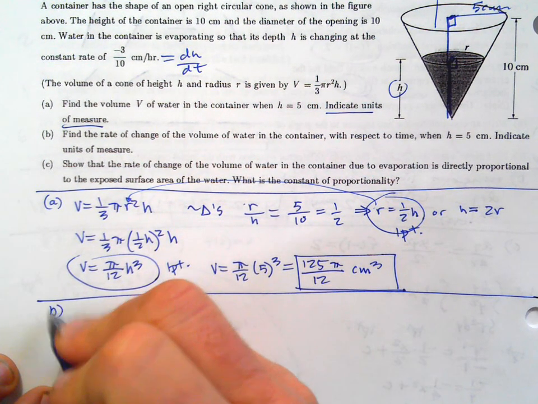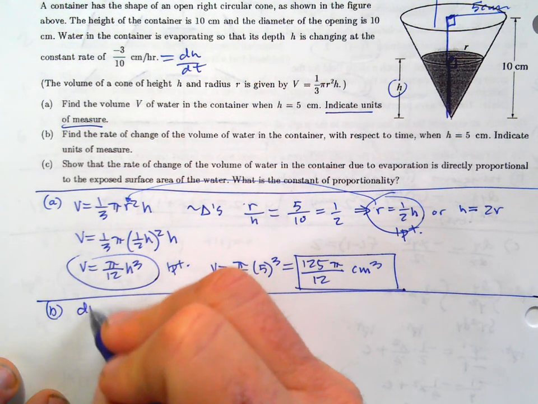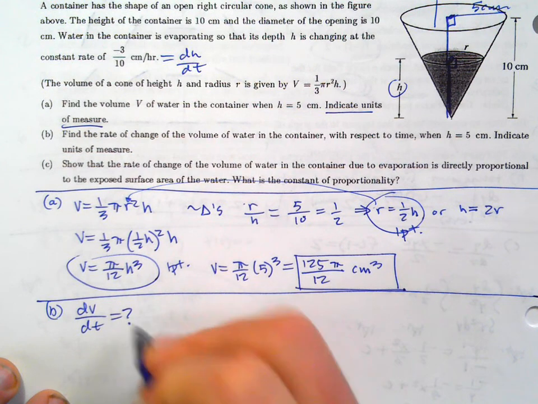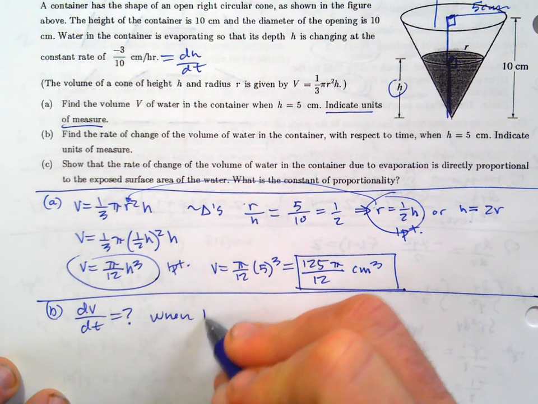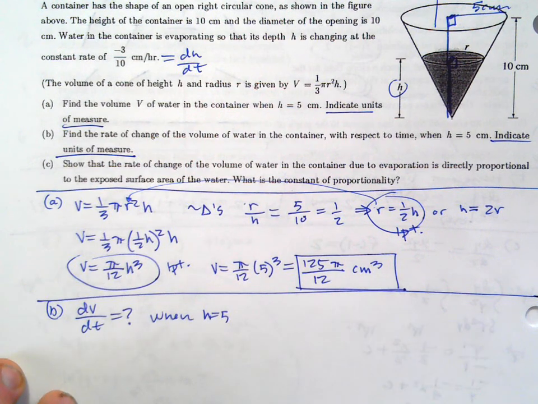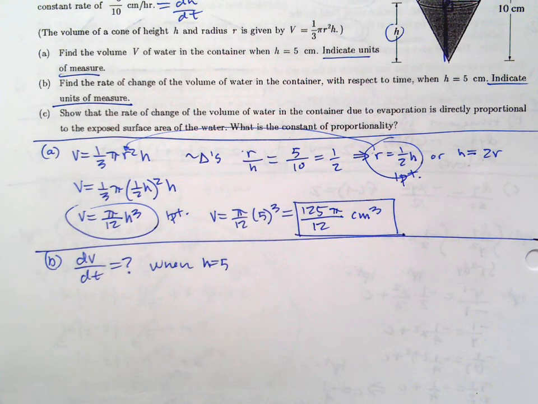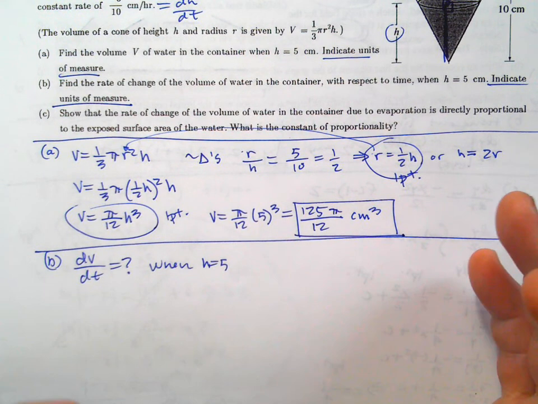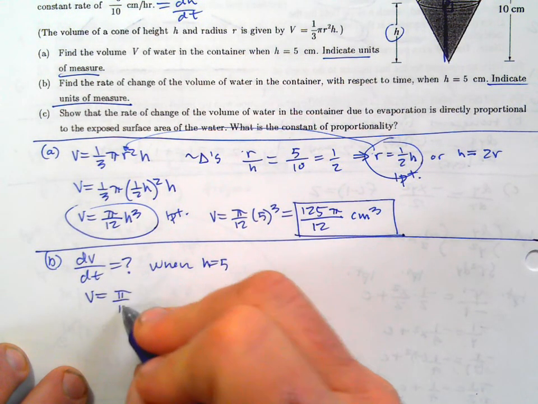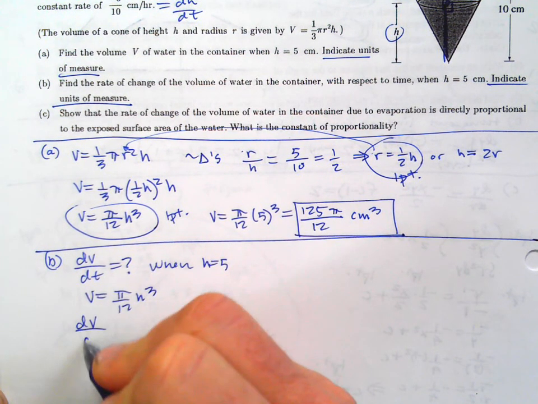B says, find the rate of change of the volume of the water in the container. So we're looking for dV dt when h equals 5. Indicate units of measure. So to find dV dt, they gave us dh dt, so we've got to figure out, well, what's the relationship between V and h? Well, we already have it, right?